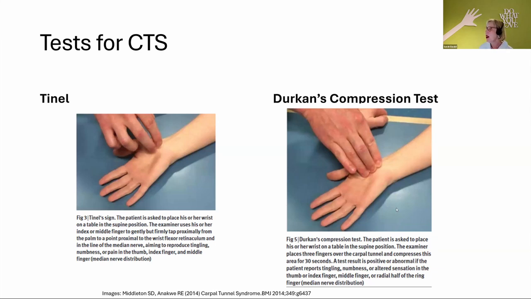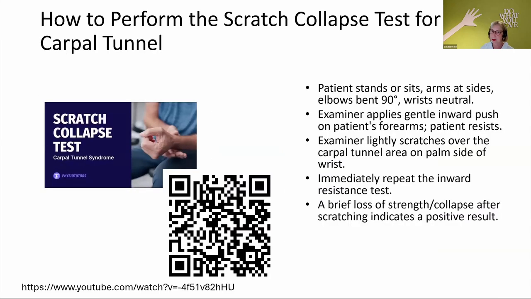There's also Durkan's compression test. You can see that here. You're simply applying pressure on the median nerve above the flexor retinaculum for about 30 seconds. And the test, of course, is positive if you can reproduce those symptoms of tingling or pain in the hand, in those three fingers.